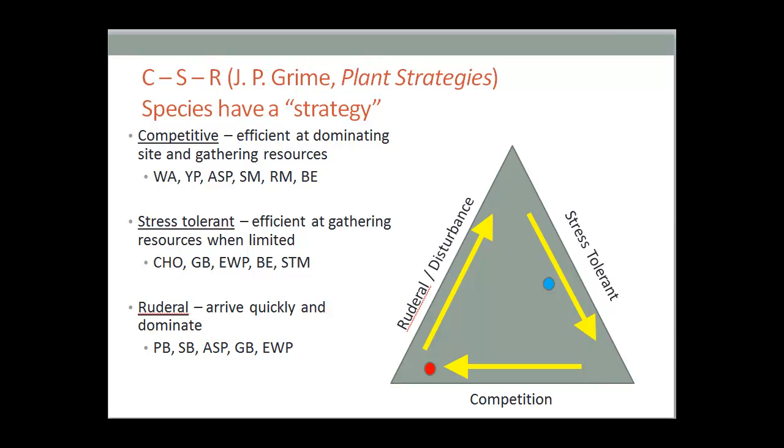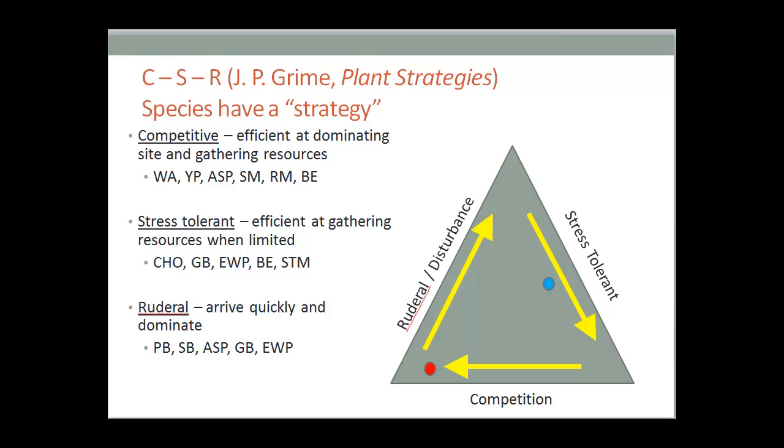There are 3 primary strategies that a species will have, and this, if you're familiar with the soils triangle, reflects a common pattern of the soils triangle. So one side would be a competitive leg, another side would be stress tolerant, and a third side would be a ruderal or a disturbance leg. So you can imagine a species where the red dot is located as having very strong competitive abilities, but relatively weak in its ability to tolerate disturbances.